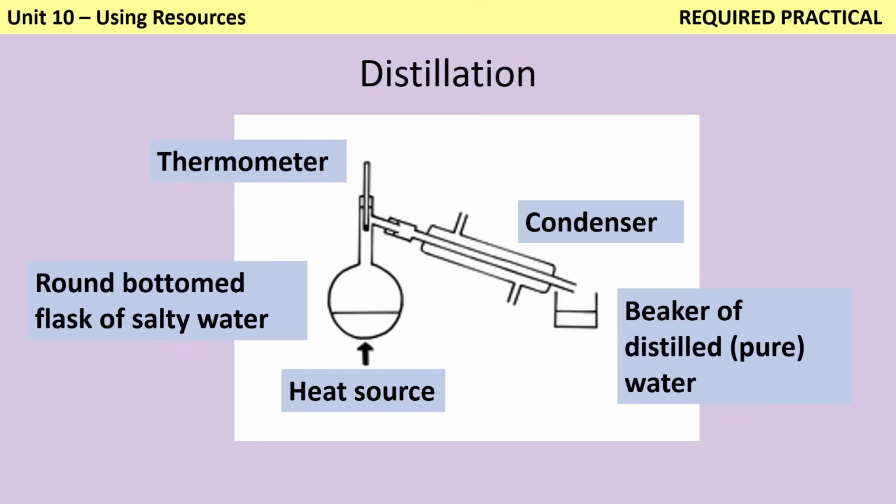Here's an alternative diagram of some similar apparatus just so that you can see the condenser. The point of that condenser is that it's a glass tube that has a sort of coat of cold water around the outside, and that helps to cool down the vapour so that it does condense and the pure water can be collected at the end.